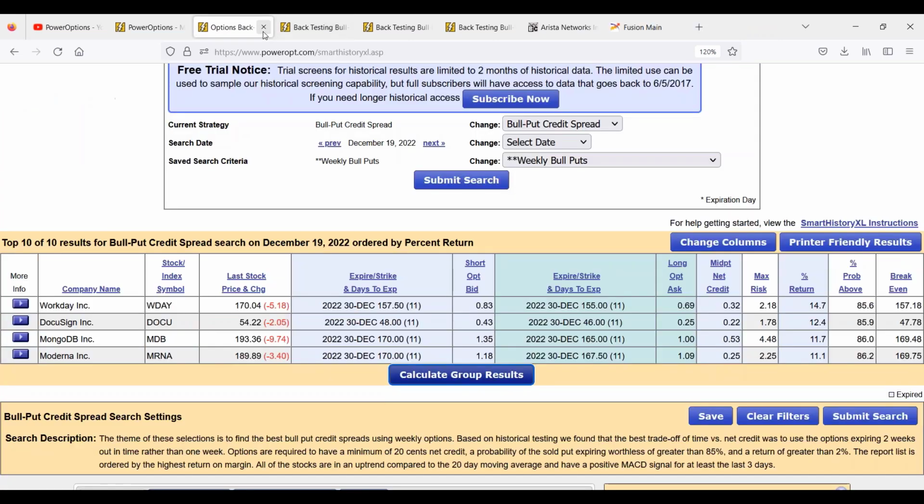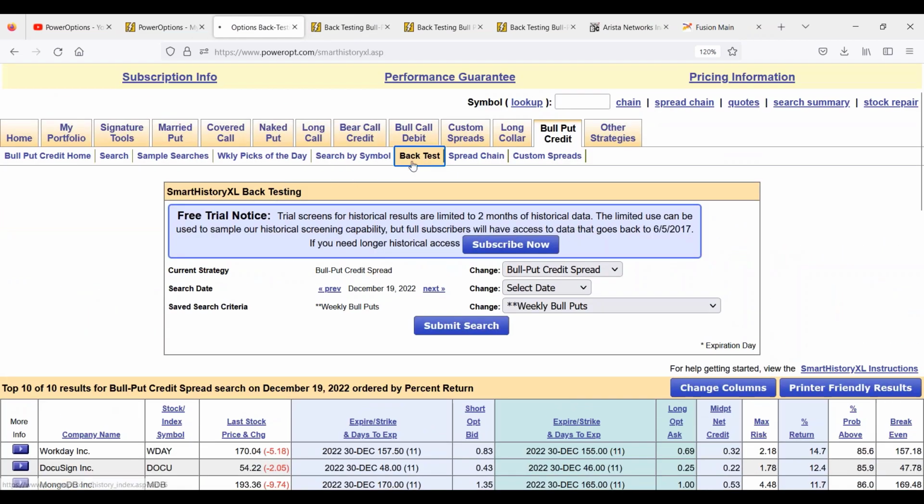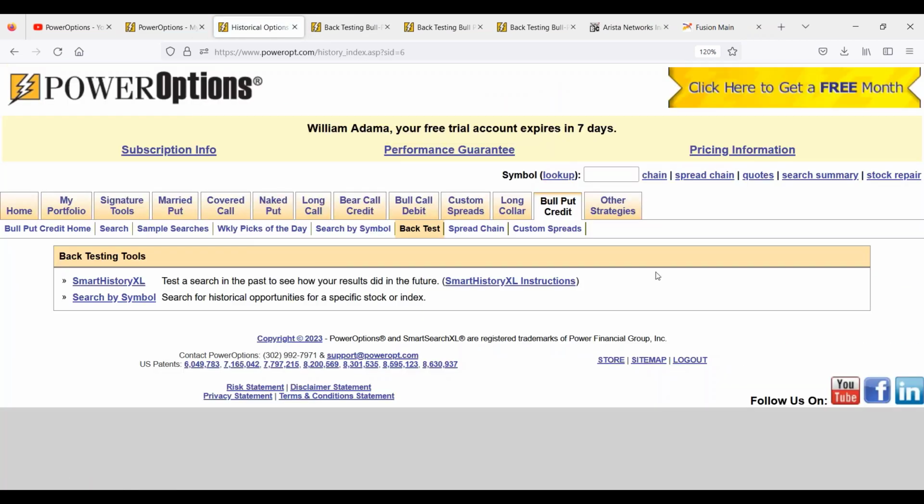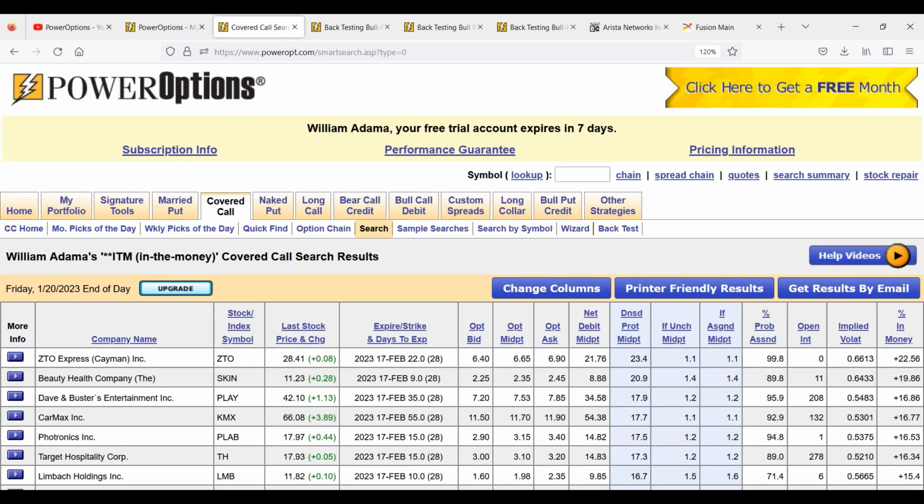The Smart History Excel tool in the backtesting view, the search by symbol in the backtesting view, and of course the historical option chain. But follow up to that, you said, how do I upgrade from EOD to delayed subscription?